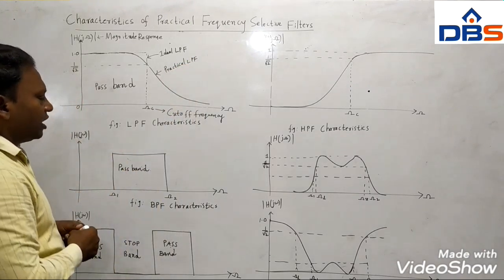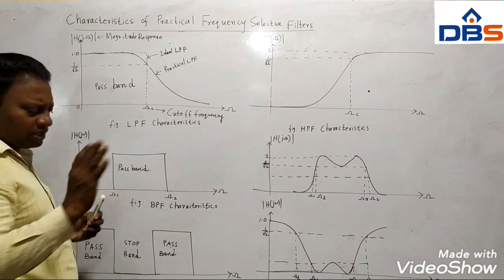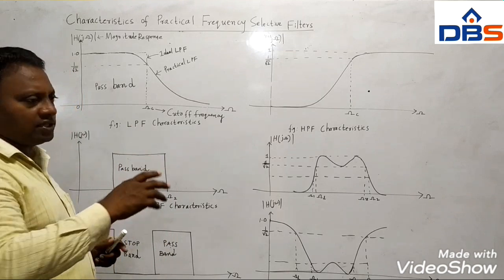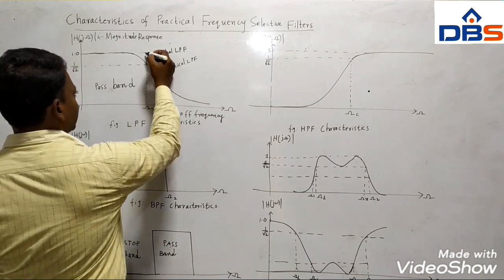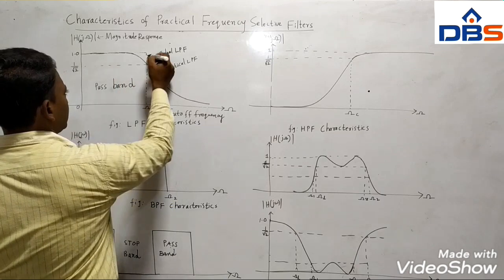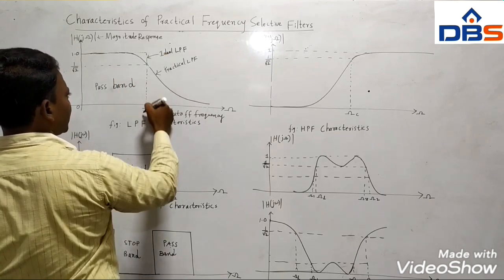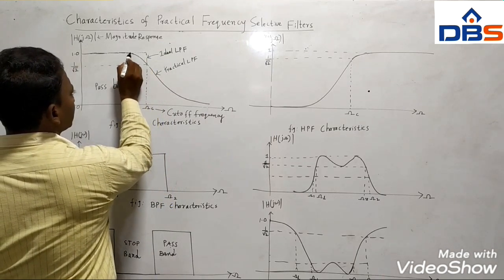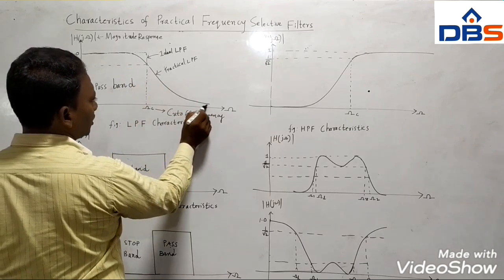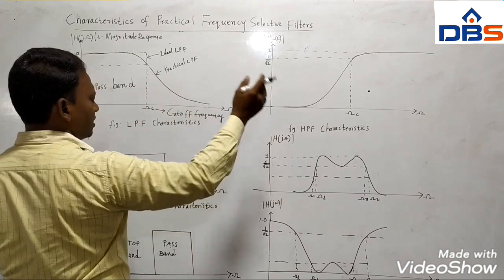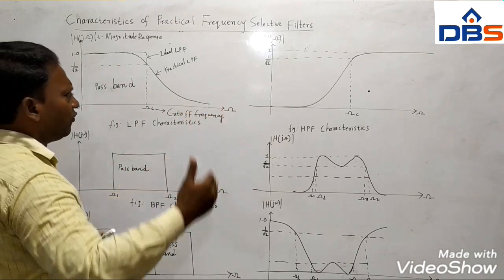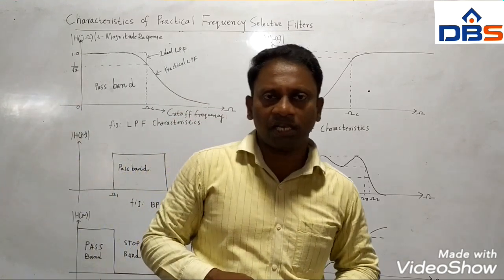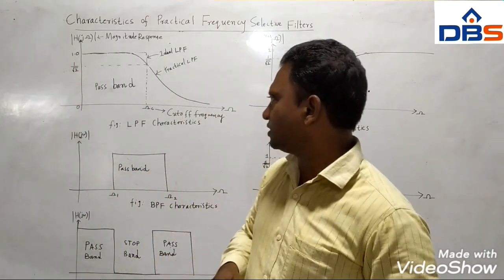In practical low pass filter characteristics, the only difference between ideal and practical filters is that in the ideal filter the cutoff frequency is sharp. Suddenly, within zero time, the magnitude changes from 1 to 0. But in practical low pass filters it slowly, gradually reaches 0, and 0 is reached at a large value of the frequency band. That difference will be there in the ideal and practical low pass filter or any other filter characteristics.